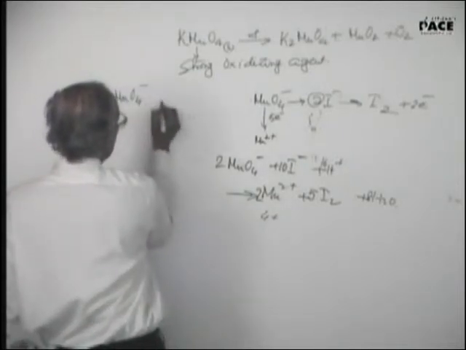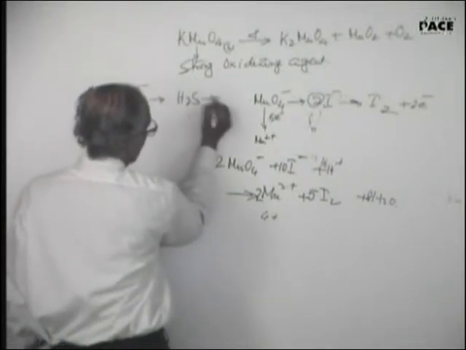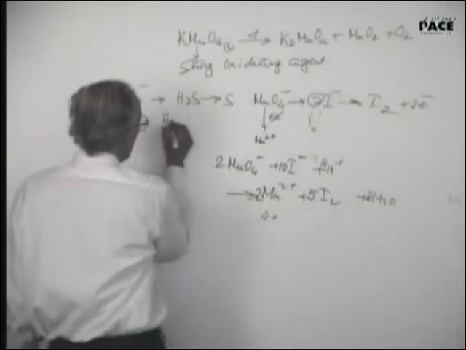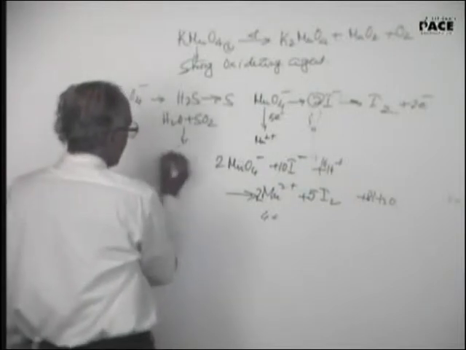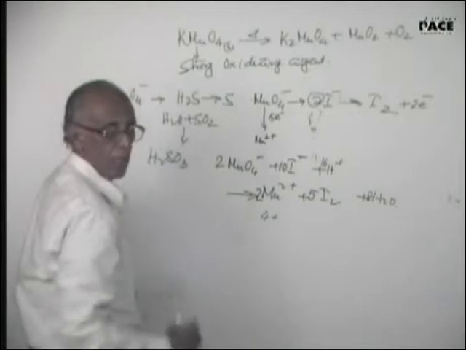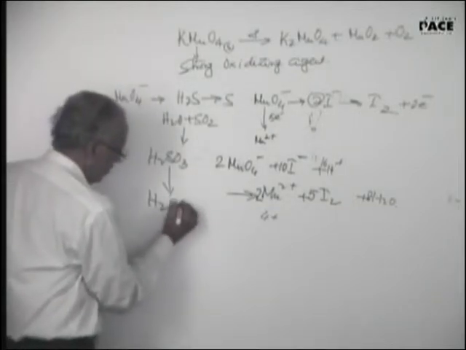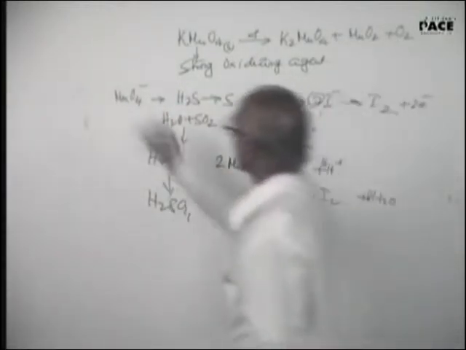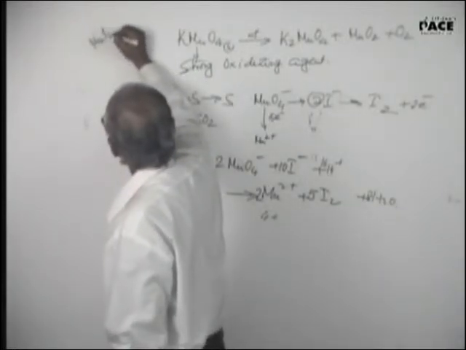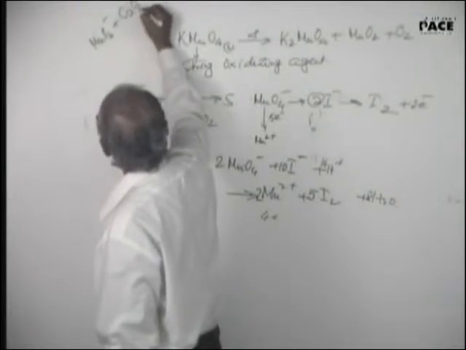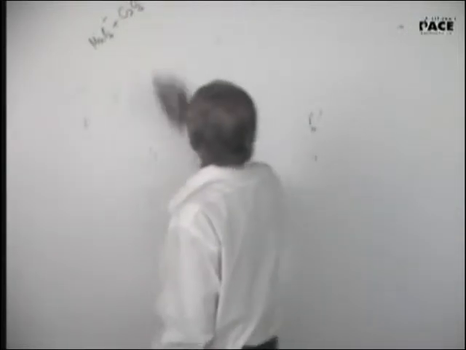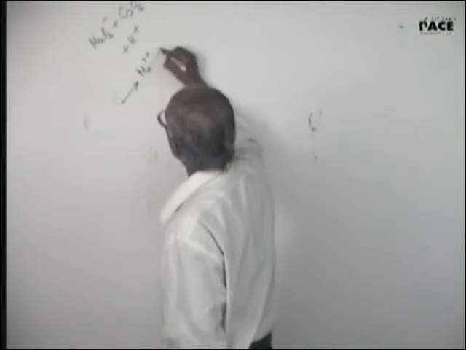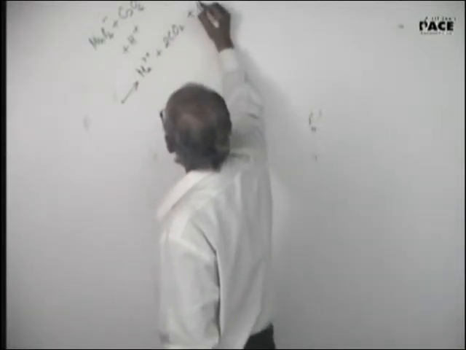Permanganate will oxidize H2S to sulfur. Again 2 electron change. H2O plus sulfur dioxide, that is your sulfurous acid, will get oxidized to sulfuric acid. Again 2 electron change. Permanganate plus oxalate ion plus acid will give me manganese 2 plus, carbon dioxide plus water.